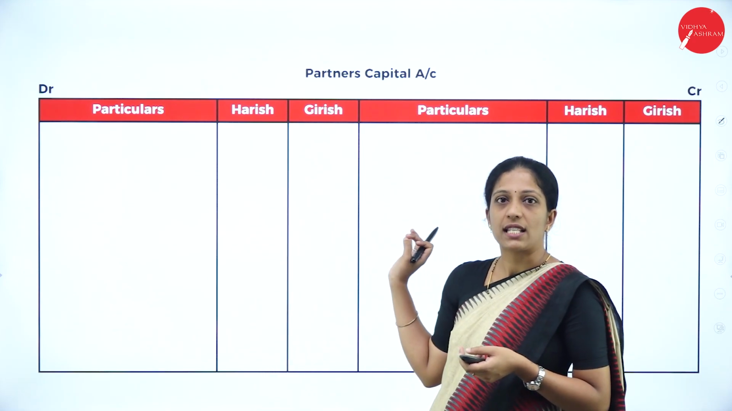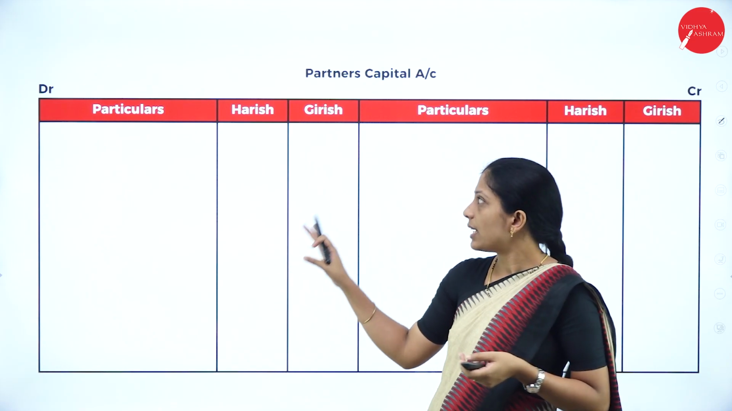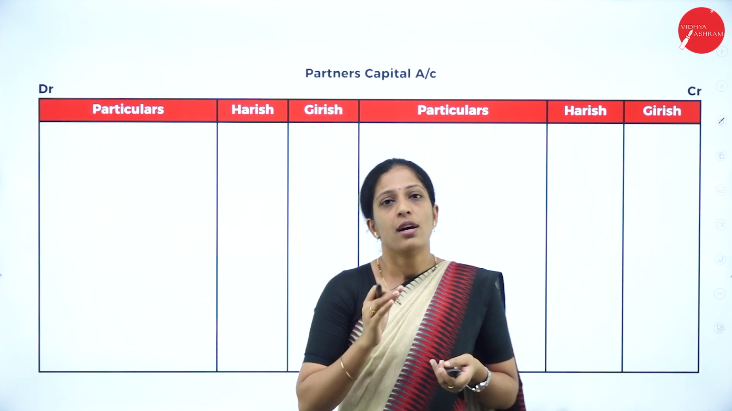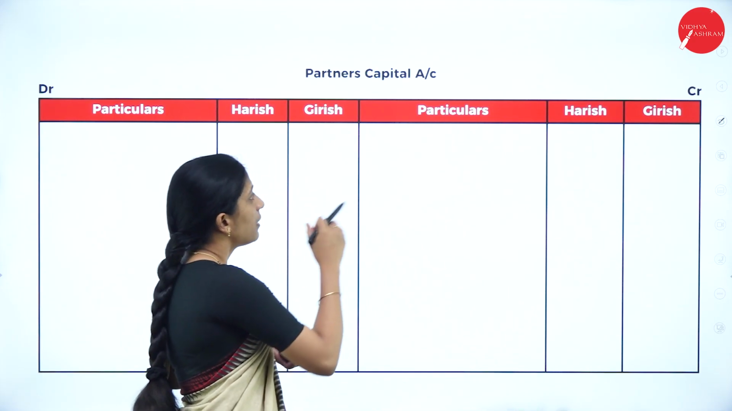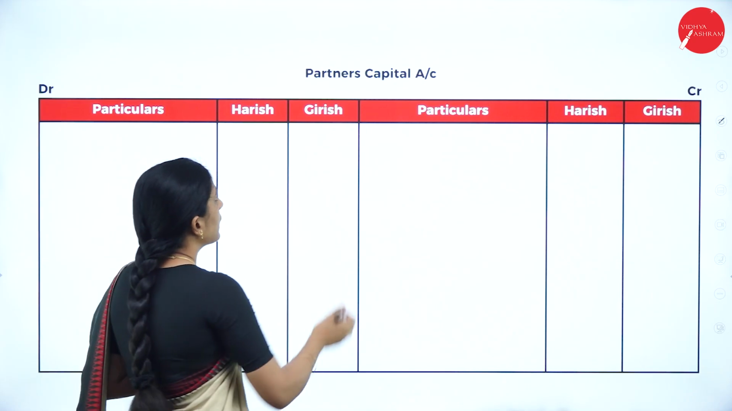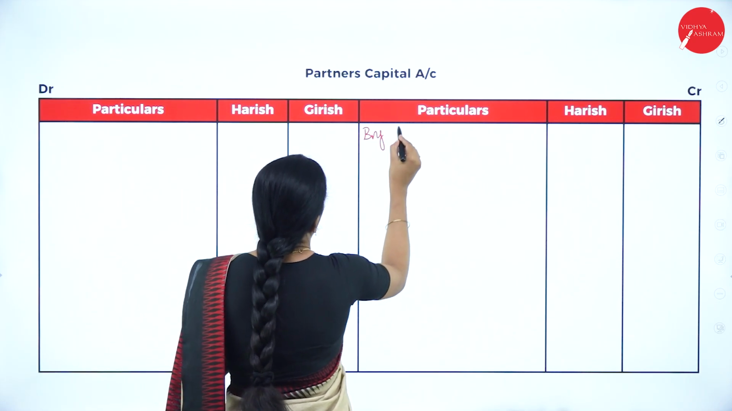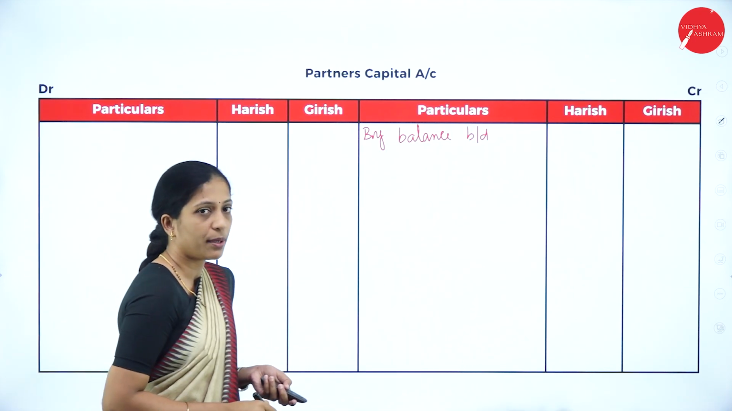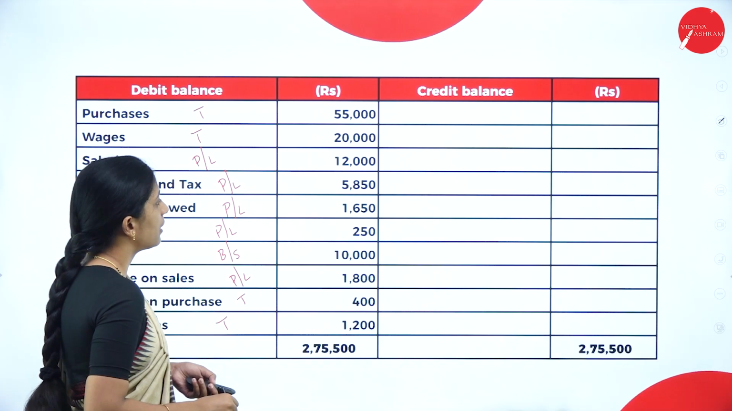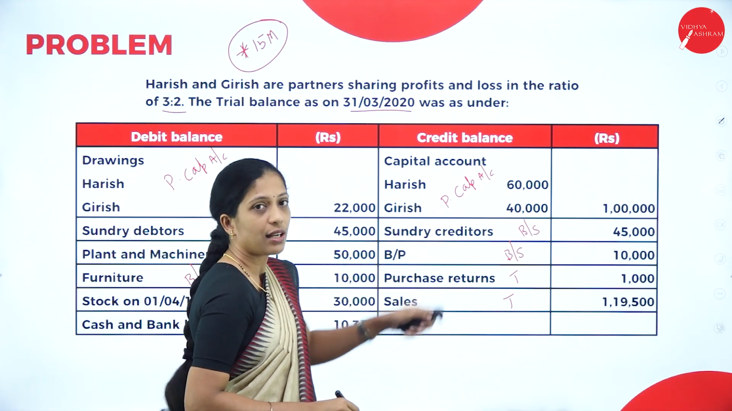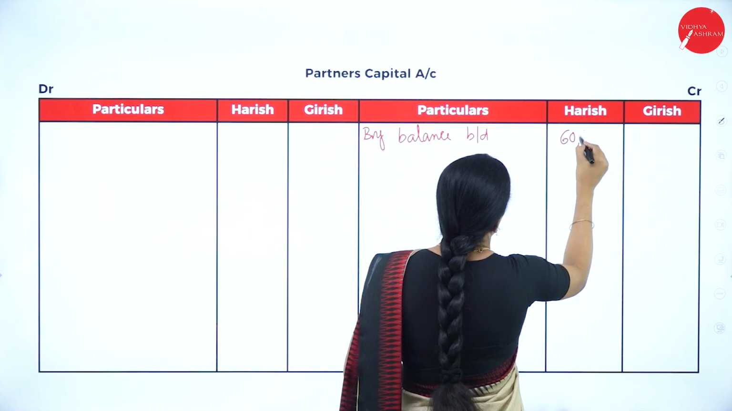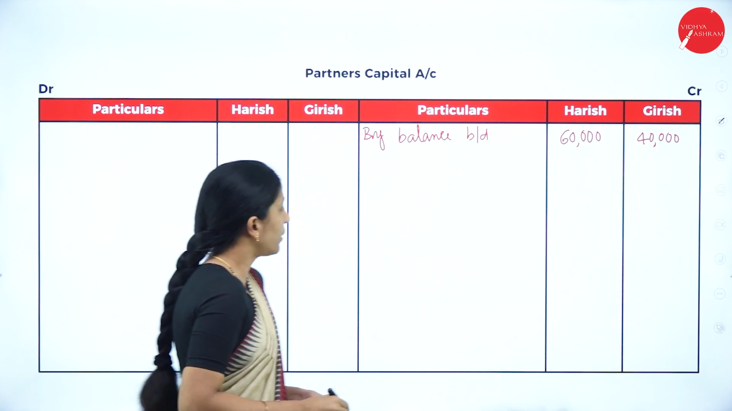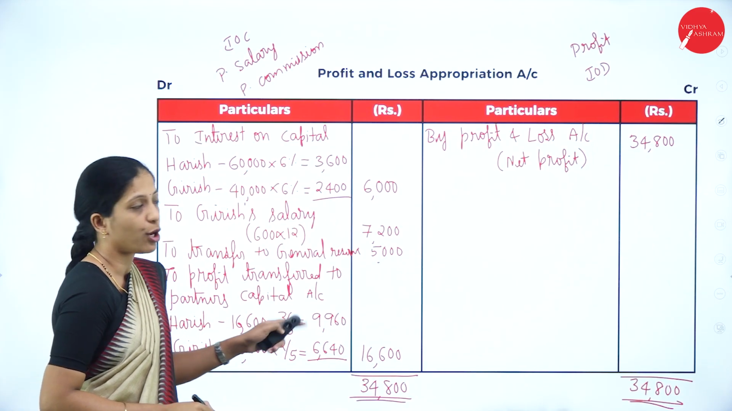So, what is the format? You will have debit as well as credit side. Under debit side, it is particulars and two partners' names, that is Harish, Girish, and in the credit side also particulars, Harish and Girish. Now, first what you have to transfer? You have to transfer the capital. So, how to record? By balance brought down. So, what is the capital of the partners? If you see the balance sheet here, it is 60,000 and 40,000.